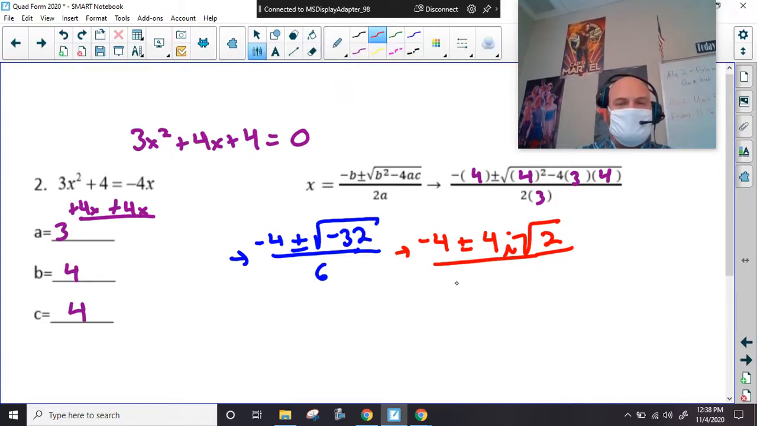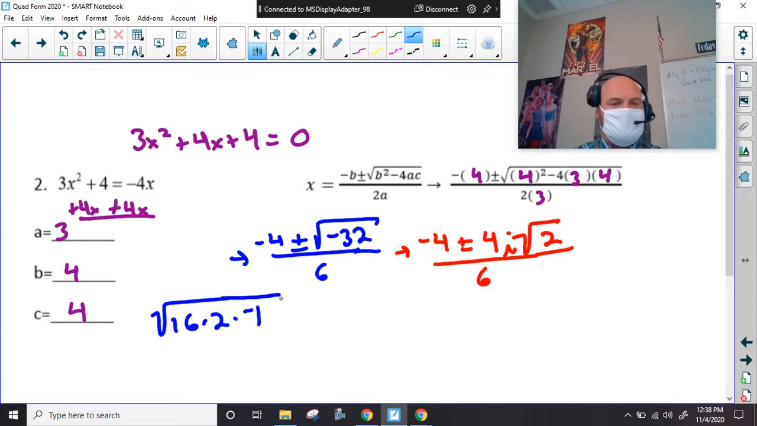Now, look, I did it again. I said 6 here, and I said 4. 6. All right. And the reason why this works out is because the square root of negative 32 is 16 times 2 times negative 1. The square root of 16 is 4, and the square root of negative 1 is i.